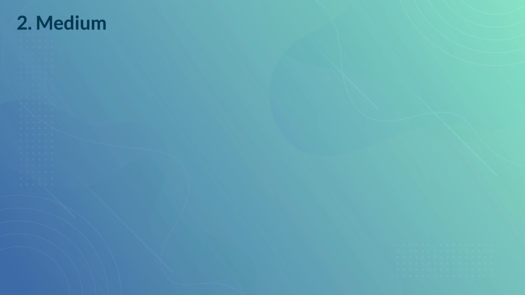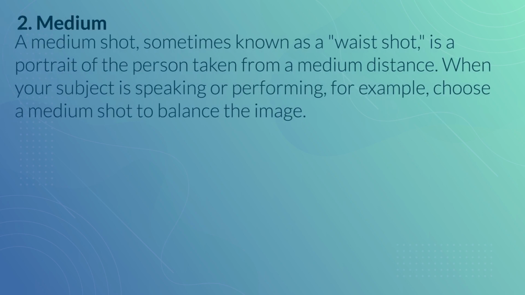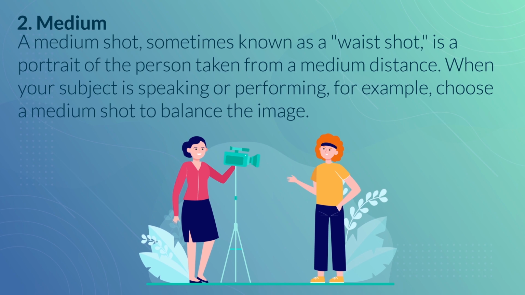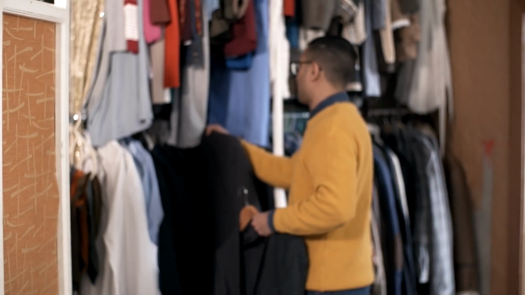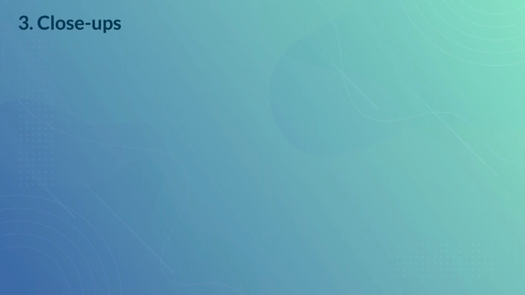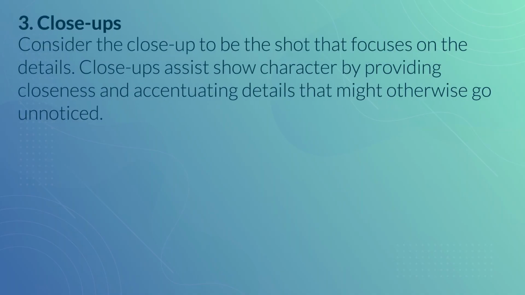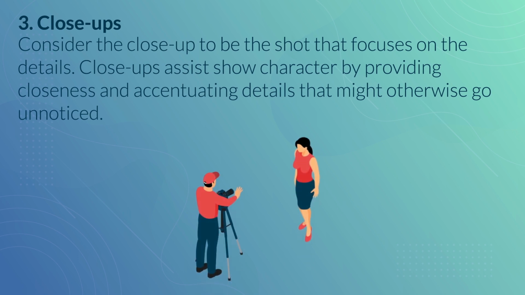2. Medium. A medium shot, sometimes known as a waist shot, is a portrait of the person taken from a medium distance. When your subject is speaking or performing, for example, choose a medium shot to balance the image. 3. Close-ups. Consider the close-up to be the shot that focuses on the details. Close-ups help show character by providing closeness and accentuating details that might otherwise go unnoticed.